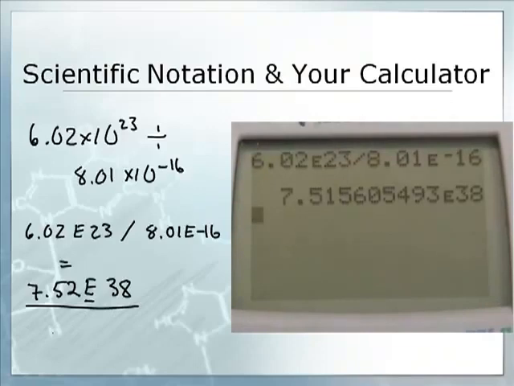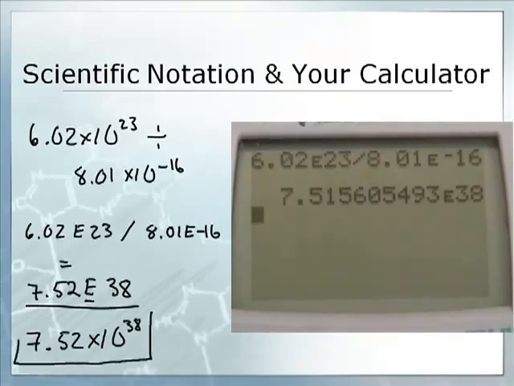Now, let me show you something. How would I write that, though? I would write that on my paper as 7.52 times 10 to the 38. And actually, if you leave the E38, that's perfectly acceptable. So that's fine too.